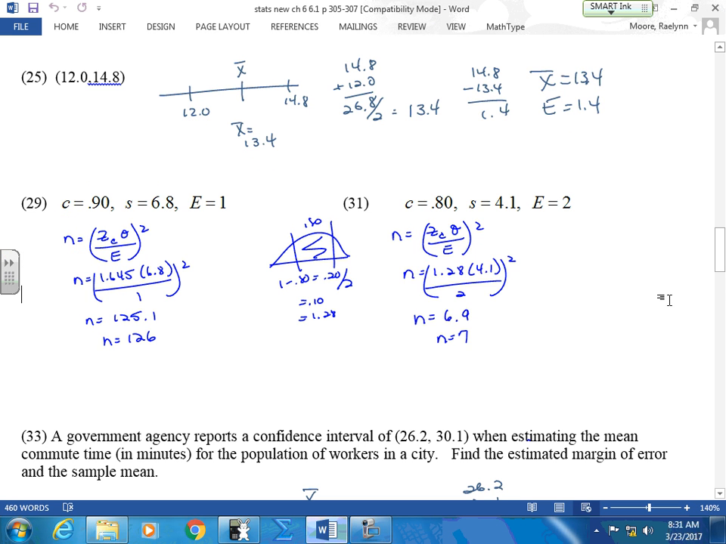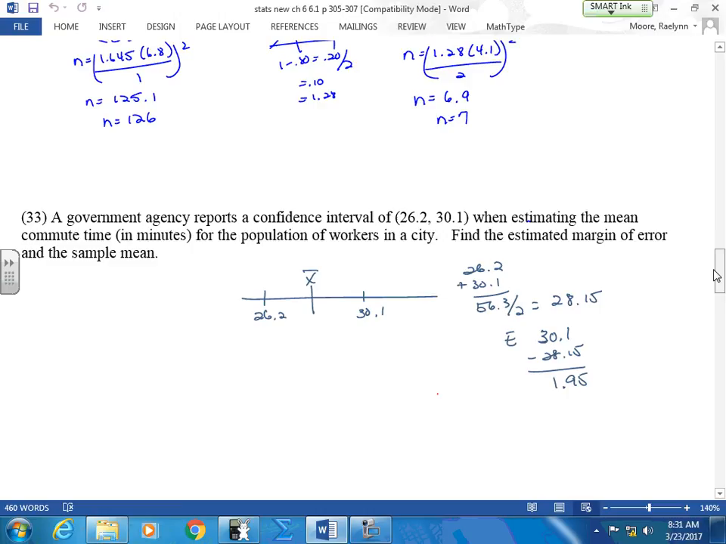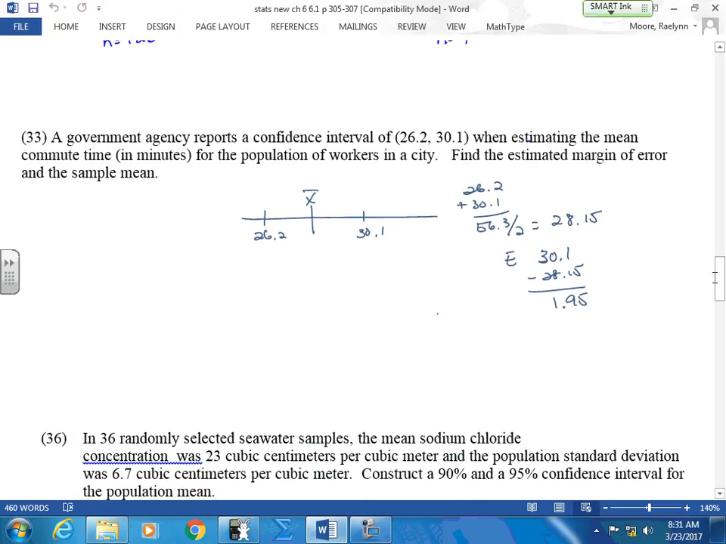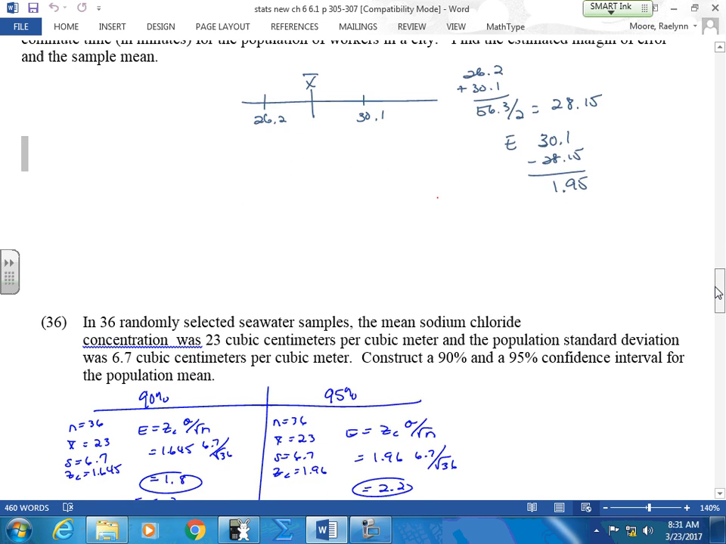Okay, and then I gave you 33. Okay, again it gave you an interval, and it wanted you to estimate the margin of error. So find the middle, make a number line, find the middle. Then once you find your mean, just subtract it from either end. You find your margin of error. It's kind of a nice problem. If you write the number line, you visualize it a little bit better.